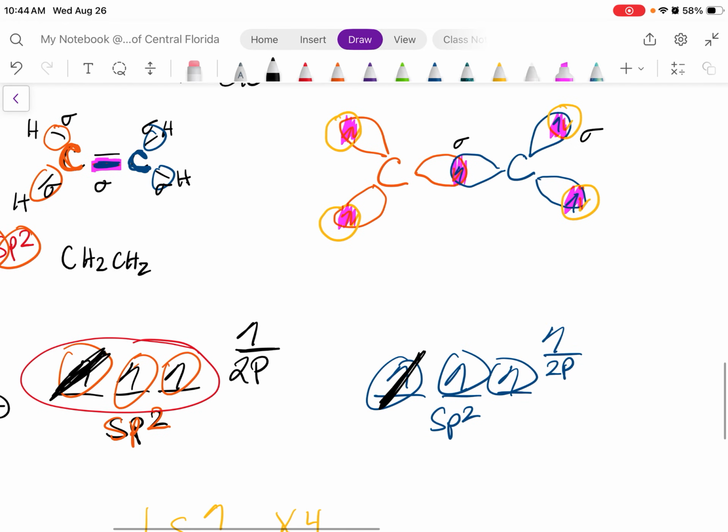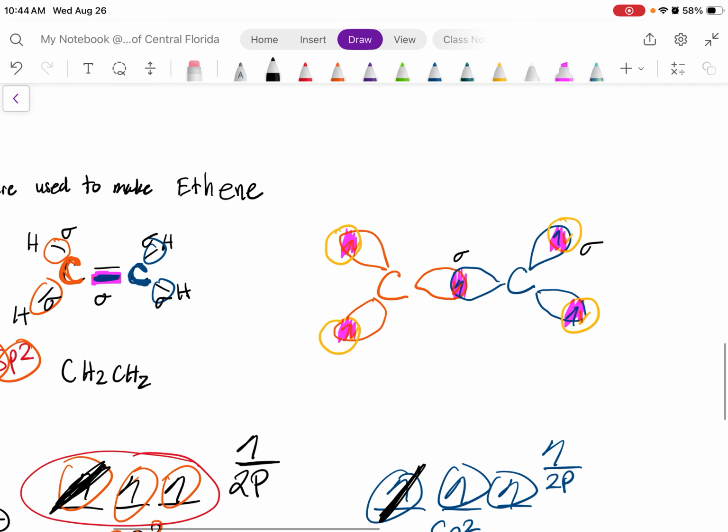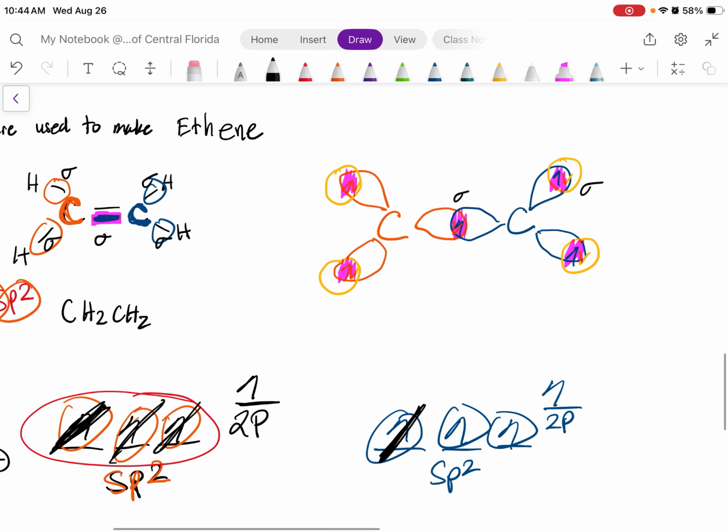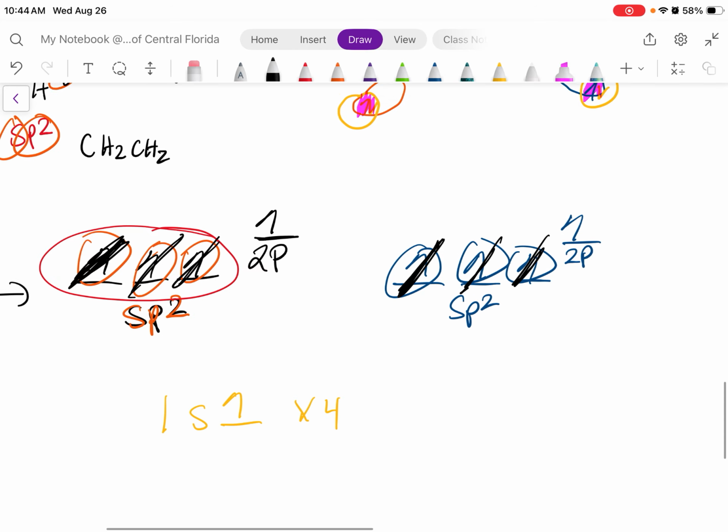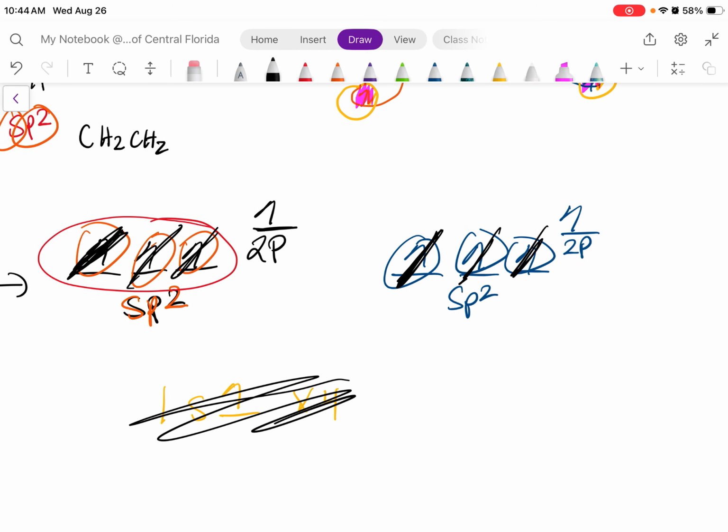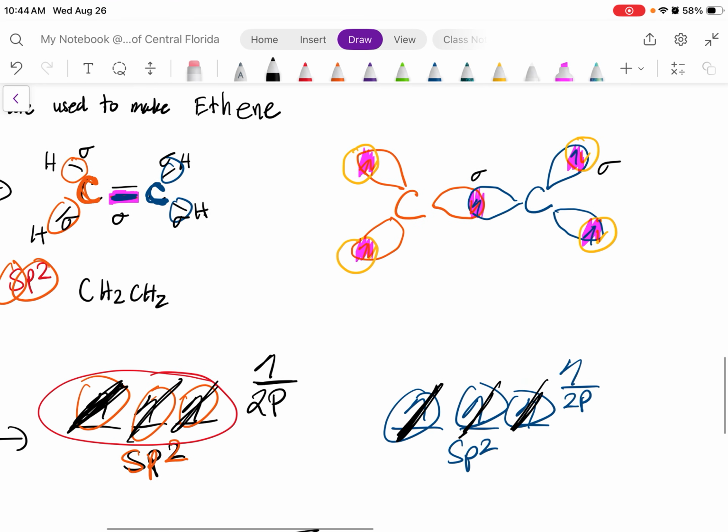And so we have accounted for all the electrons in the sp2 hybridized orbitals, and we've accounted for all 4 of the electrons from the hydrogens. But what do we still have going on here? We have an electron there and an electron there that we have not accounted for. And those electrons are in p orbitals. And so p orbitals are going to be perpendicular to the sp2 hybridized orbitals.